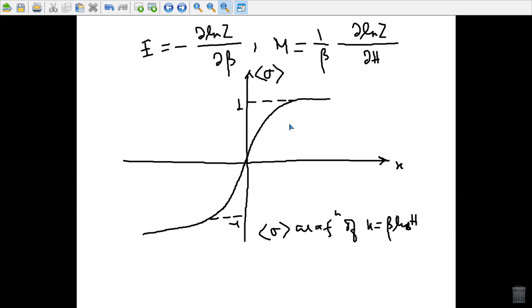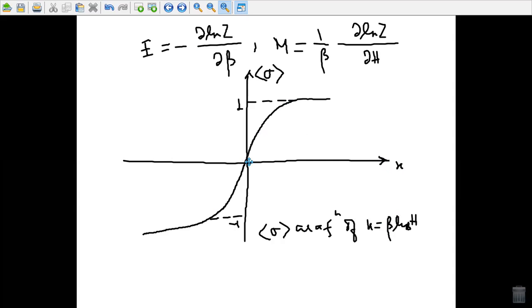As the description of the average projection of the spin along the direction of the field as a function of h at a constant temperature, we see that at zero field, that is x equals 0, here at the origin, there is no preferred direction and the average projection is 0.